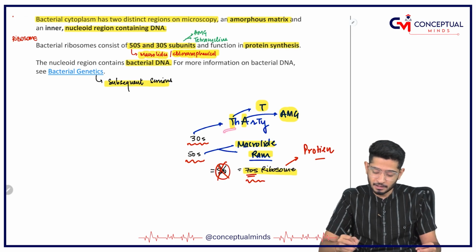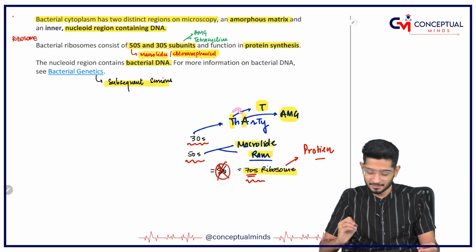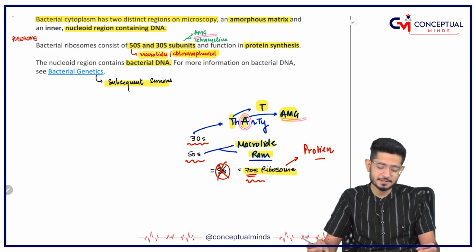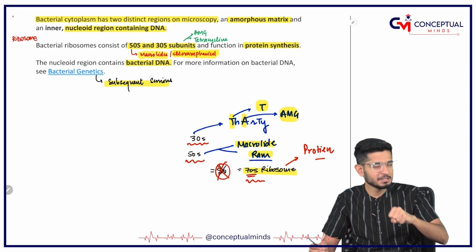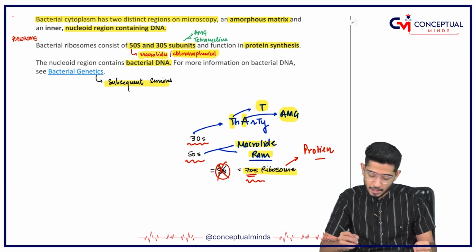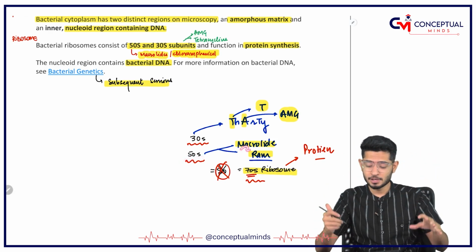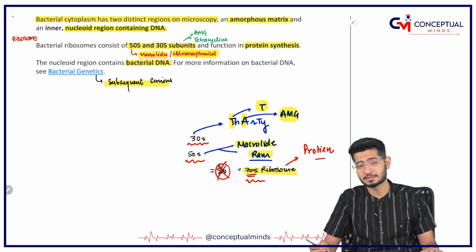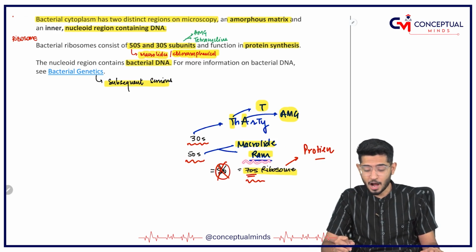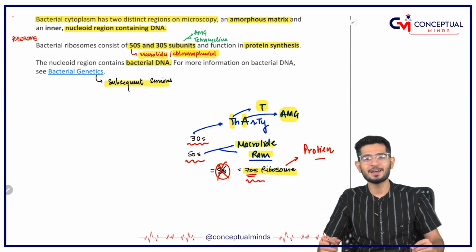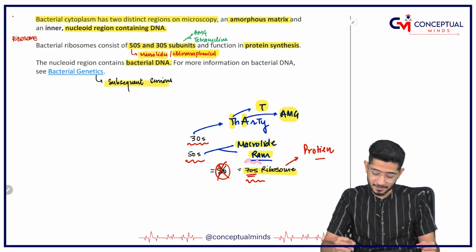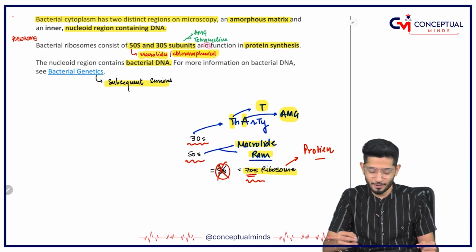T for T, that is tetracycline, A for AMG, that is aminoglycosides. They are going to act on the 30S ribosomes, whereas 50 is a big number, macro. So macrolide group of antibiotics are going to come and kill the 50S ribosomes, whereas Lord Ram is also a big man. So the bigger unit, 50S, is being killed by Ramji himself.